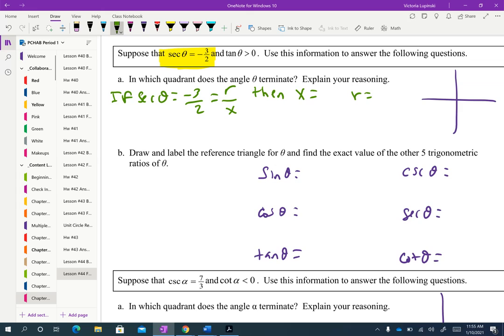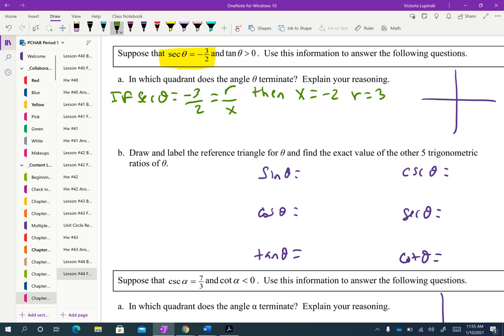Remember that only one of them can be negative, and actually we know that it can never be the radius. So that's how we know that the r has to equal +3 and the x has to equal -2. Remember, when there's a negative out front, you can either assign it to the numerator or the denominator. And I know in this case that I'm going to assign it to the x because it wouldn't make sense to assign it to the radius.